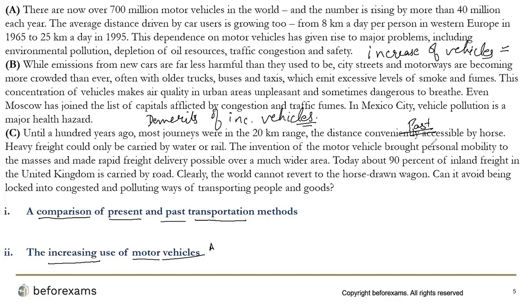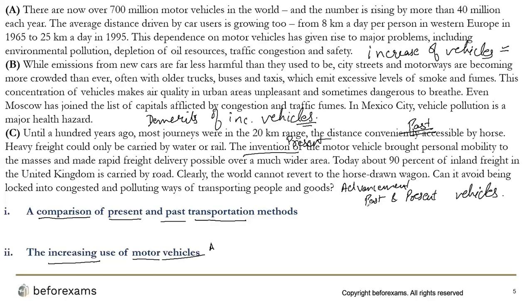The invention of the motor vehicle brought personal mobility to the masses and made rapid freight delivery possible over a much wider area. So what it is talking about, invention, that means it is talking about the present also. Today about 90% of transport is carried out by road. Clearly the world cannot revert to the horse-drawn wagon. Can it avoid being locked in congestion? So it is talking about the advancement, or we can say, the past and present vehicles, right? It is talking about this only.